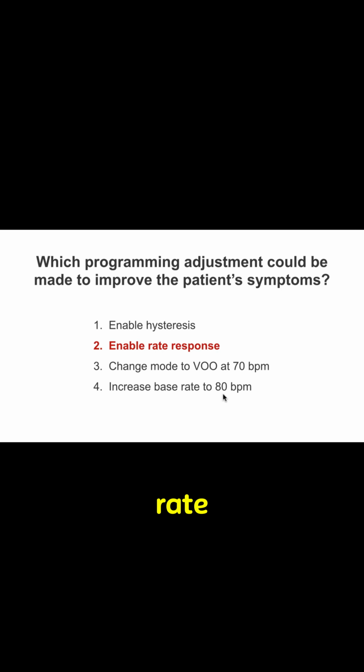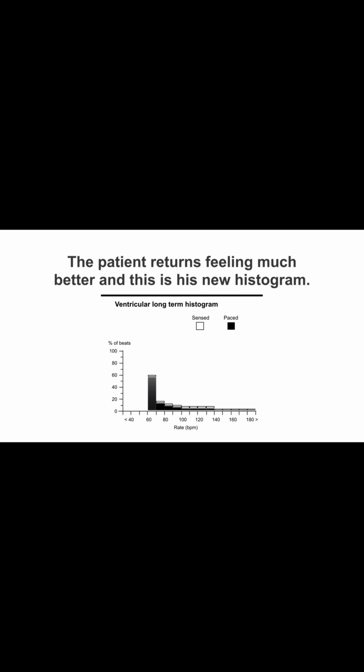So we enabled rate response, and this was his histogram upon returning to the clinic 1 month later. You can see by making that small change, we now have much better heart rate distribution. We also have a nice histogram curve which is suggestive of good pacemaker function.